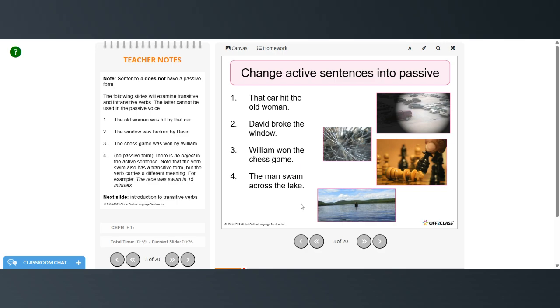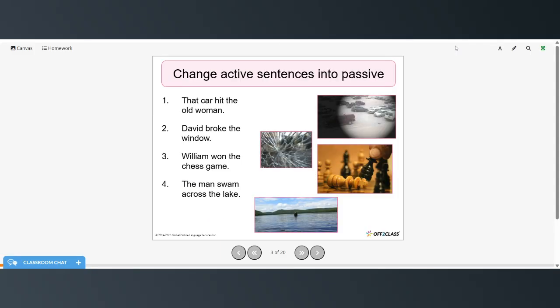And here there is no passive form because there is no object. The man swam across the lake. Technically, I suppose you could say the lake was swum across by the man. It would sound fairly odd in that situation. So not every sentence can be changed into passive voice.